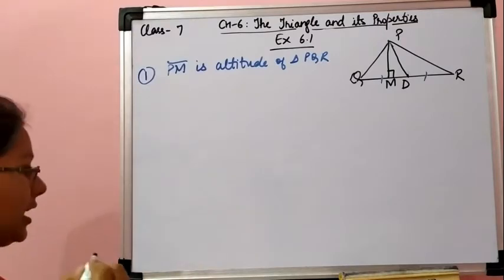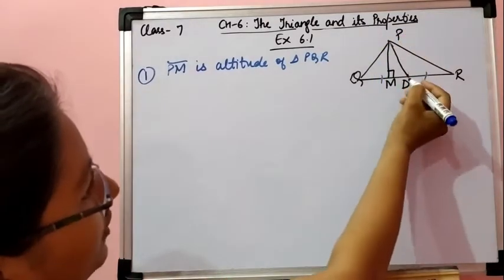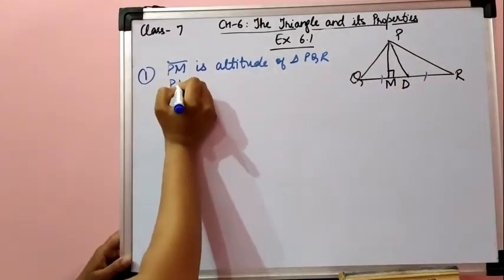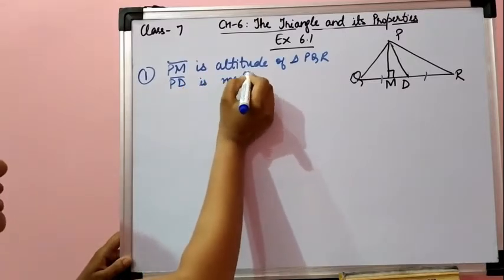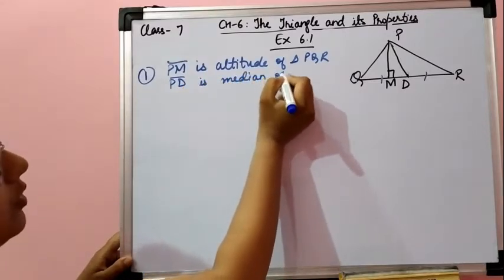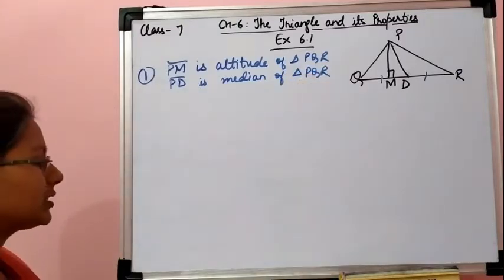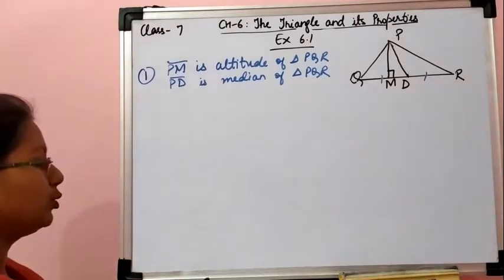Similarly, next is PD. PD क्या है? Now if D is the midpoint, then PD will be median. So PD is median of triangle PQR. Now third they are asking, is QM is equal to MR.